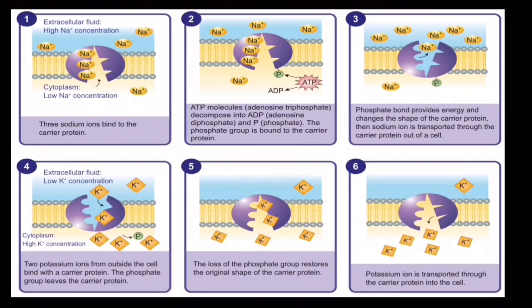2 potassium ions from outside the cell bind with carrier protein. At the same time, the phosphate group leaves the carrier protein. The loss of phosphate group restores the original shape of carrier protein. Then, potassium ion is transported through the carrier protein into the cell.